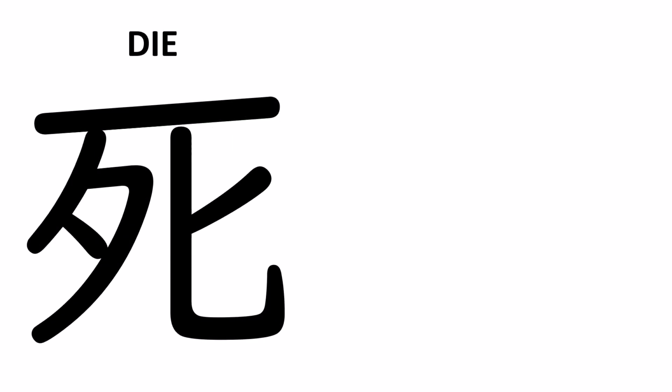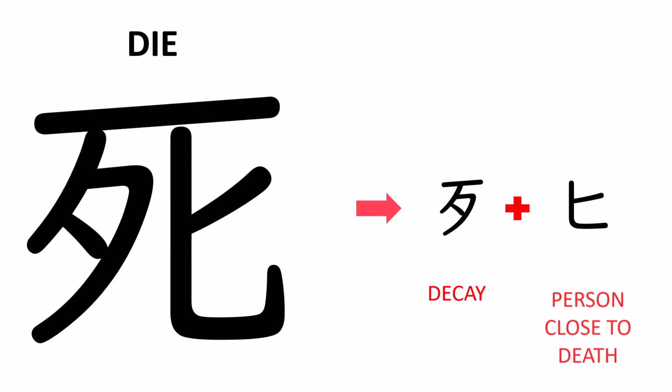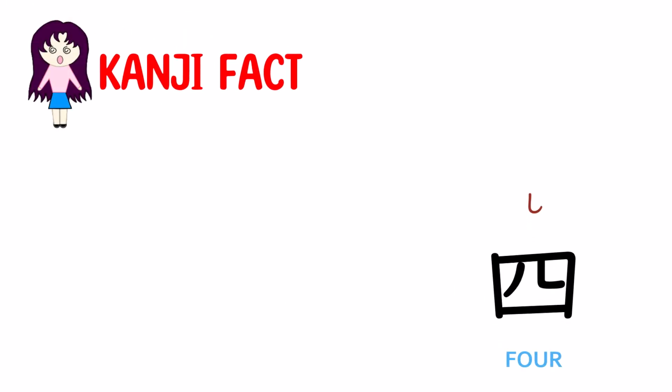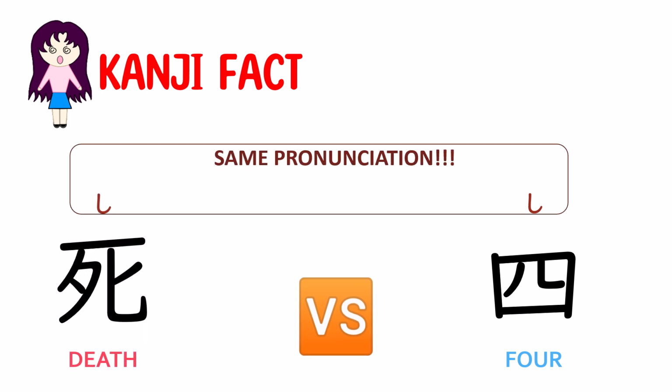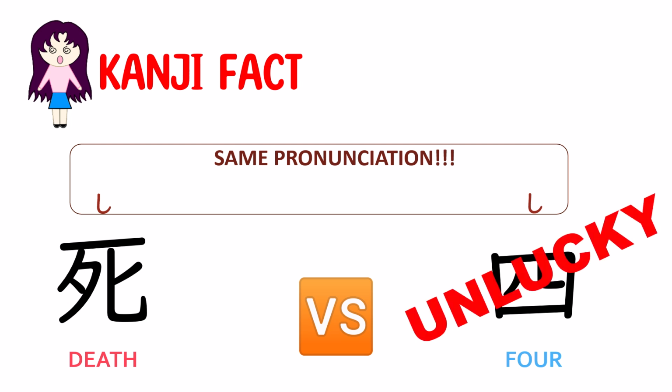Eventually, the Chinese character took the form of the kanji we know today, with the left meaning decay, while the right meant a person close to death. Fun fact! The pronunciation of shi, meaning 4, is the same as shi, death. Because of this, the number 4 is often considered unlucky in Japan, and you might find buildings skipping the 4th floor or guests avoiding sets of 4.